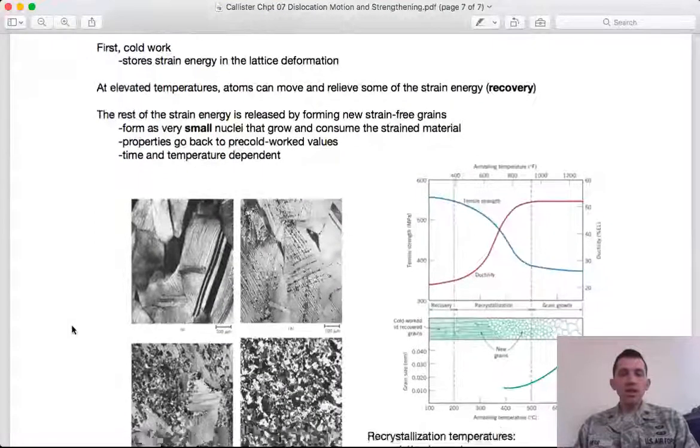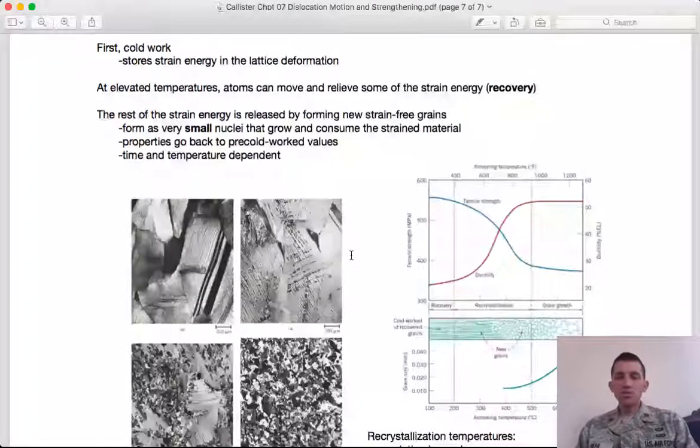And then if I increase the temperature enough, I can give these atoms that are not where they want to be, there's dislocations everywhere, the crystal structure is all jacked up, enough energy that they can move around a little bit. They're going to want to move and create grains that don't have those dislocations. And so I have so much energy in this crystal structure that if I increase the temperature slightly, maybe half of the melting temperature, something like that, it gives these atoms just enough to start forming new grains.